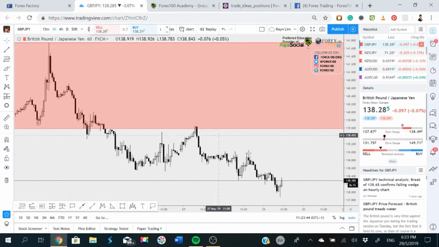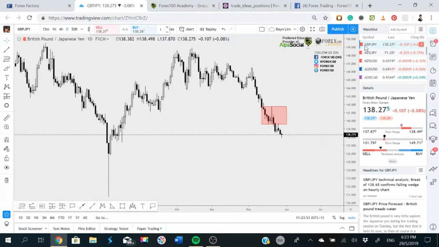This is on the 1 hour chart. Potential selling opportunity somewhere in this area, the 140 range, if it retraces. So pound yen as well has been downgraded on my list.